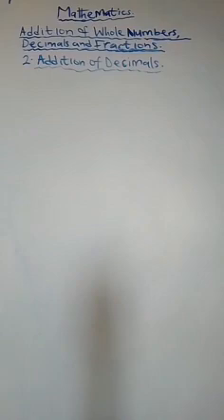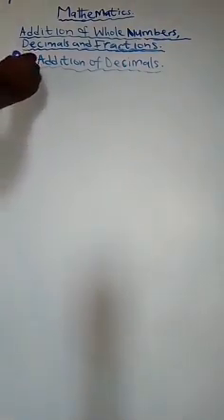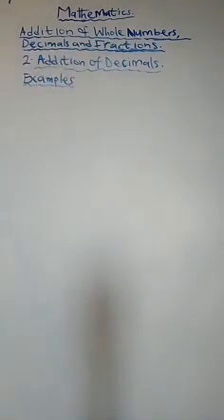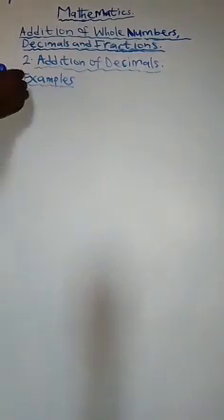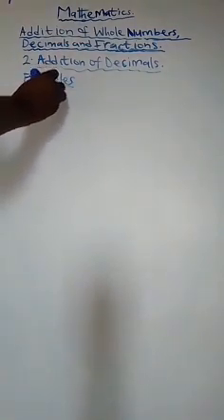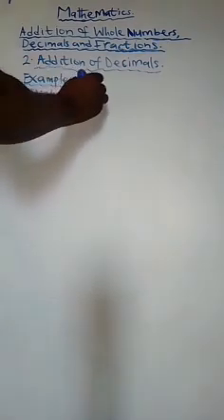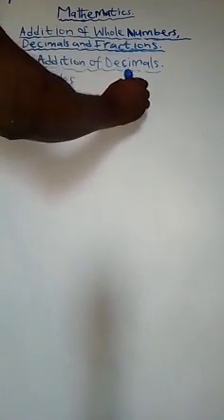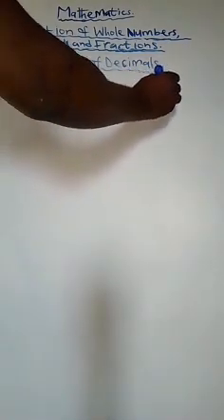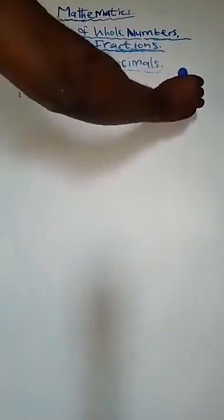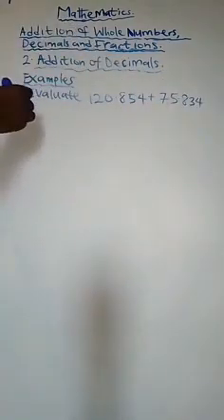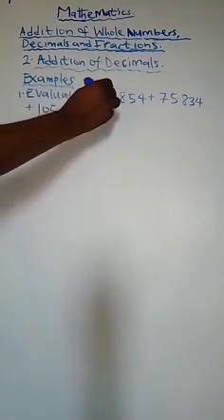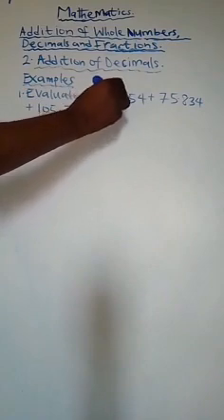decimals together in mathematics. Let's look at an example. I said example is very, very important in mathematics. It's like a guide to understand a particular concept in mathematics. So let's look at the first example. Evaluate 120.854 plus 75.834 plus 105.75. Numbers after the decimal point should be called one by one.